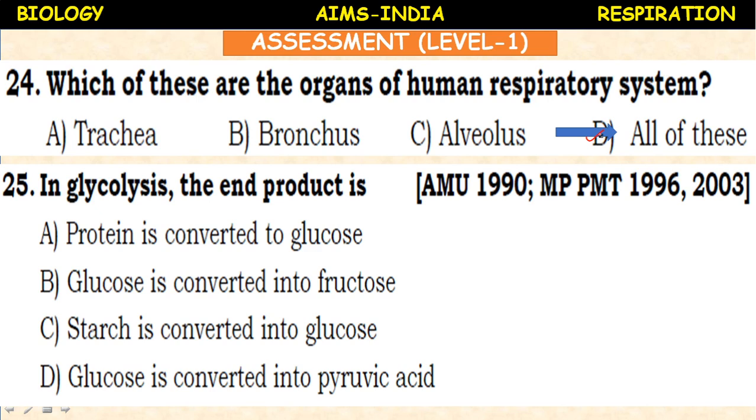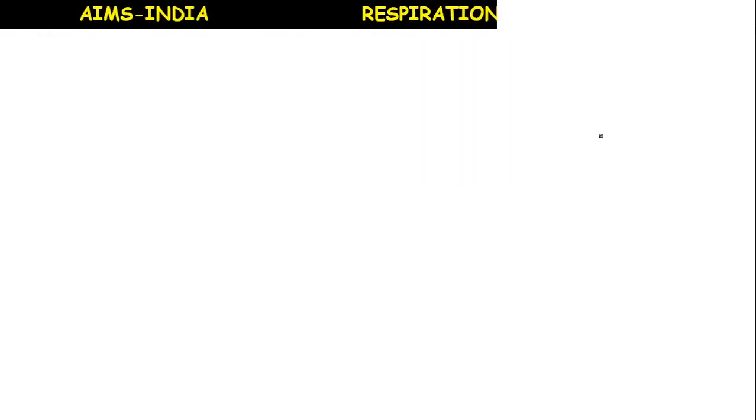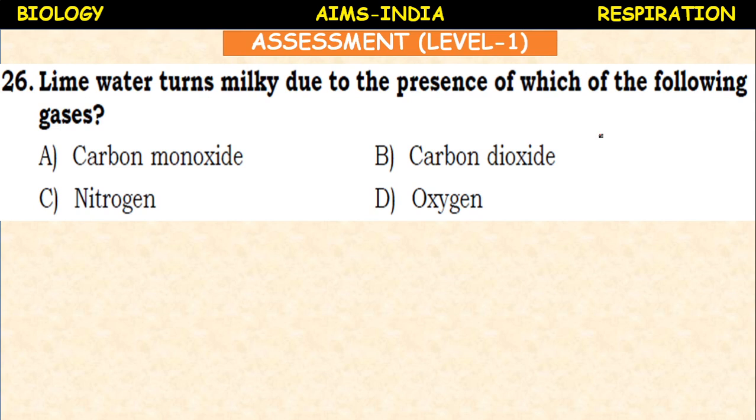In glycolysis, the end product is, if you remember the definition, you can answer this question. The process of conversion of glucose into pyruvic acid. So glucose is converted to pyruvic acid. Lime water turns milky due to the presence of which of the following gases? The property of converting lime water milky is of carbon dioxide. Here it is wrongly given. So this is wrong. The correct answer is carbon dioxide, B.